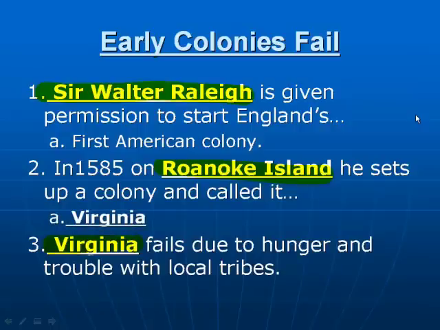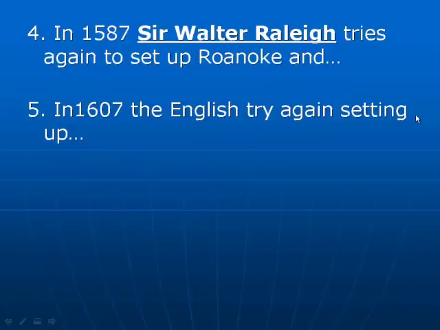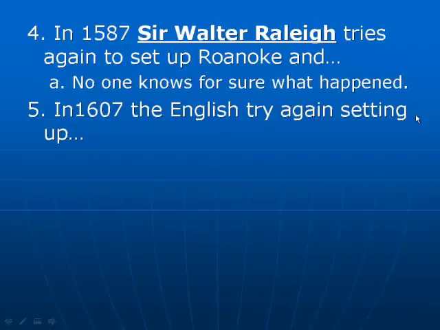But Virginia fails due to hunger and trouble with local tribes, so now Sir Walter Raleigh is 0 for 1 in trying to set up successful colonies. He tries again in 1587, and he sets up Roanoke Colony, and this one is kind of a mystery. No one knows for sure what happened to it. They show up back again to check on these people, and there's just no trace of them. Some people think maybe they went off with another tribe, or they were attacked by another tribe that took them and kidnapped them, or they just ran out of food, but no one knows for sure. So he's 0 for 2.